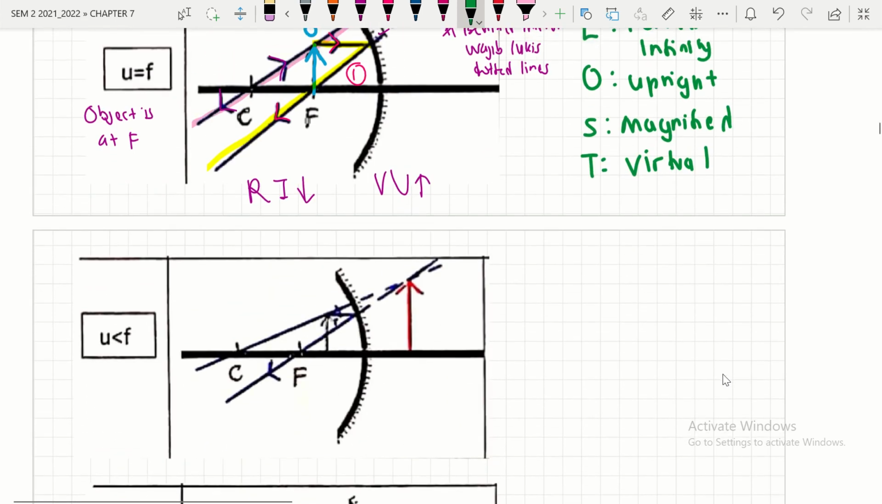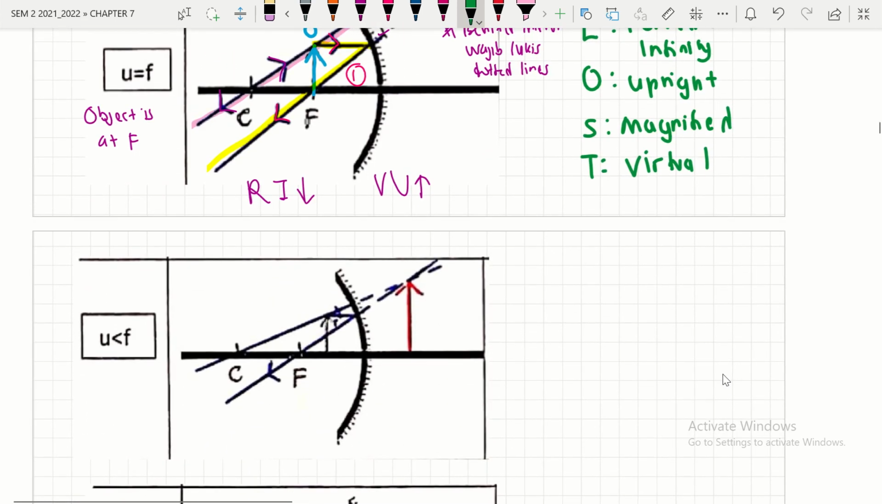Sekarang kita tengok pula untuk bila awak punya objek berada kurang daripada awak punya focal point. Distance of object awak tu berada kurang daripada focal point. Maksudnya your object is between, ni kan kita kata vertex ataupun pole of mirror, contohnya label P. So maksudnya objek awak berada between F and P. Maksudnya objek you akan berada di antara focal point dan juga vertex ataupun pole of mirror. So first thing first, sama juga awak draw awak punya focal point and center of curvature. Lepas tu awak draw lah awak punya objek berada kat mana.